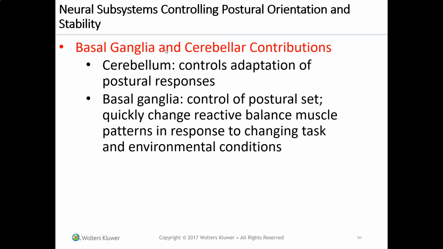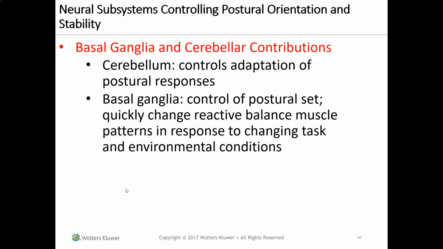If they have damage to the basal ganglia and cerebellum: the cerebellum controls adaptation of postural responses, but the basal ganglia controls the ability to quickly change reactive balance muscle patterns in response to the changing task. All right, good stuff, good stuff.